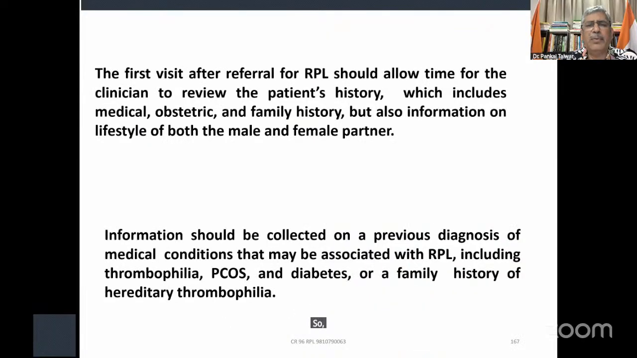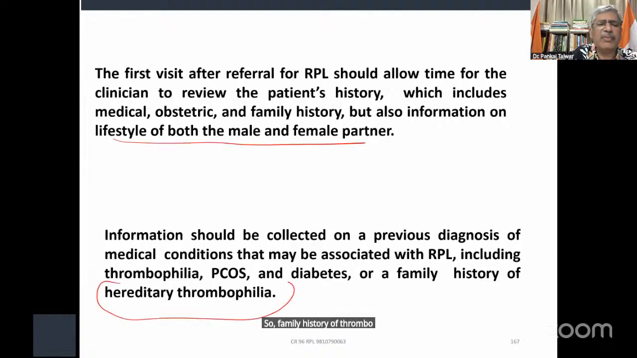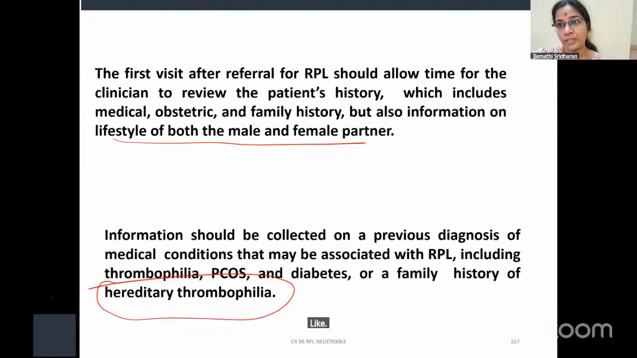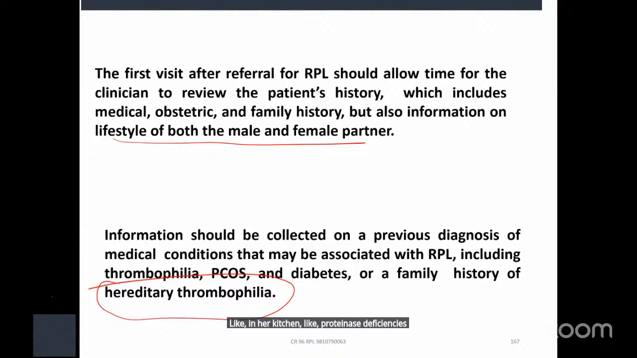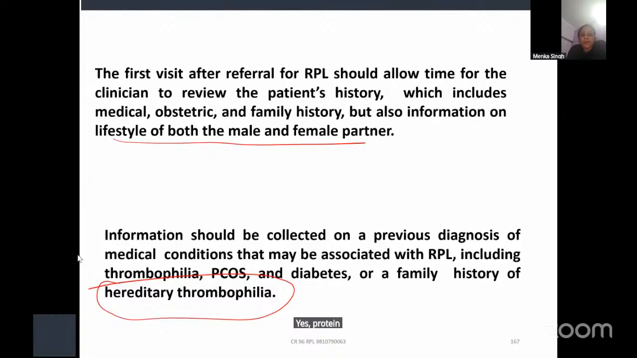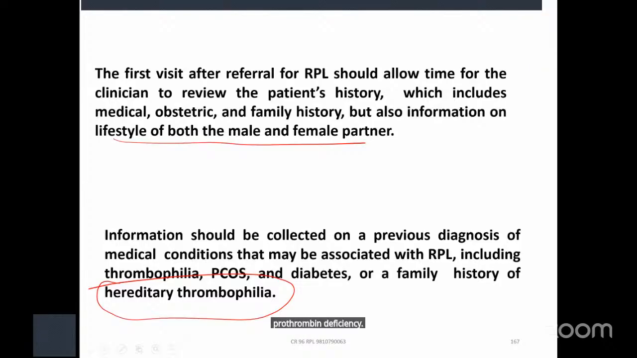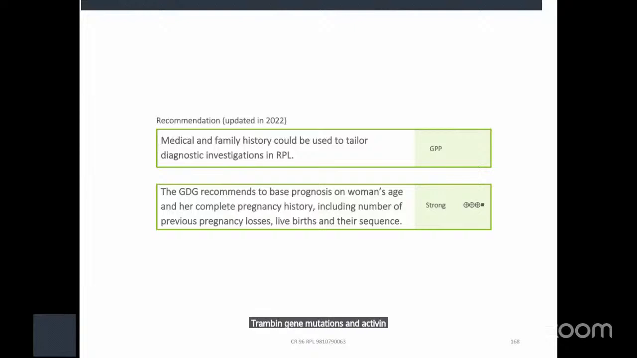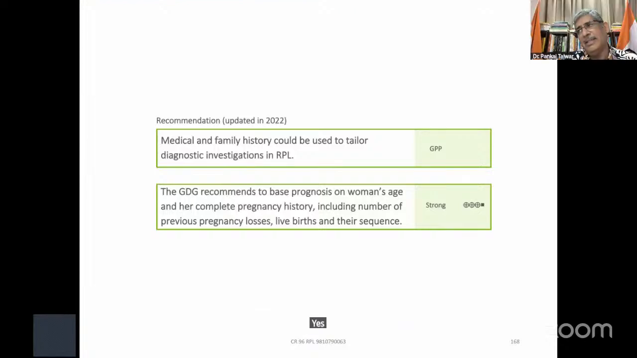So we have to review their history, lifestyle of both female and male partner. So family history of hereditary thrombophilias. What is hereditary thrombophilias? Like inherited protein C, protein S, antithrombin deficiencies, factor V Leiden, prothrombin gene mutations. Yes, this is hereditary.